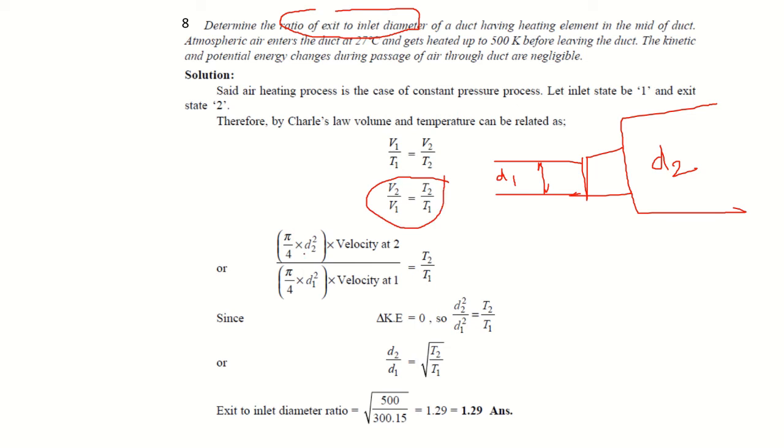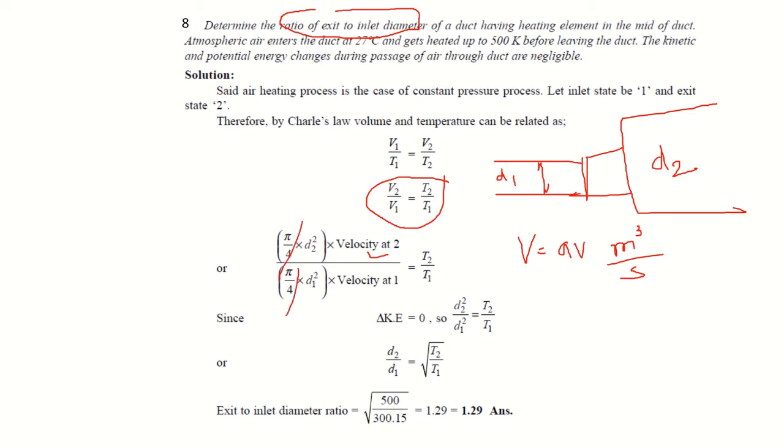Volume is nothing but pi by 4 d square, the area, into velocity. Volume flow rate is area into velocity, so you'll get meter cube per second. Correct. Kinetic energy is negligible, so this and this are both equal. We can cut them off.